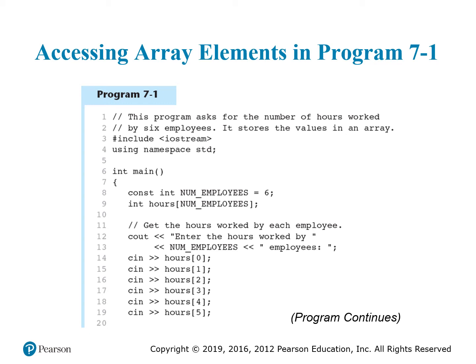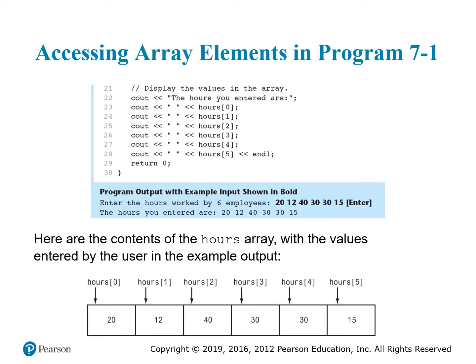We can access the array elements one at a time by using the indexes, so we can read in elements 0, 1, 2, 3, 4, and 5. Okay, and then we can output elements 0, 1, 2, 3, 4, and 5 with a space between each, and we get this output statement there.